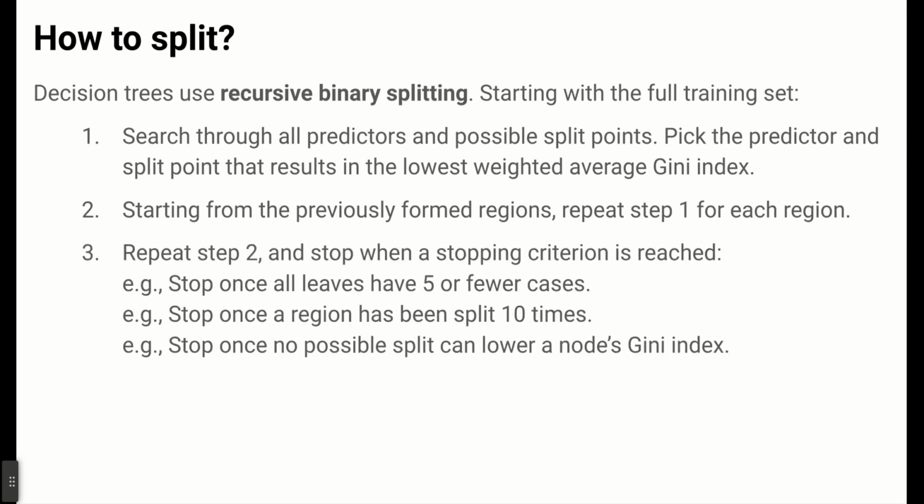We stop the splitting once a stopping criterion has been reached. Examples of stopping criteria are to stop once all the leaves have less than a certain number of cases, or stopping once a region has been split too many times, or when there's no possible split that can lower a node's Gini index.